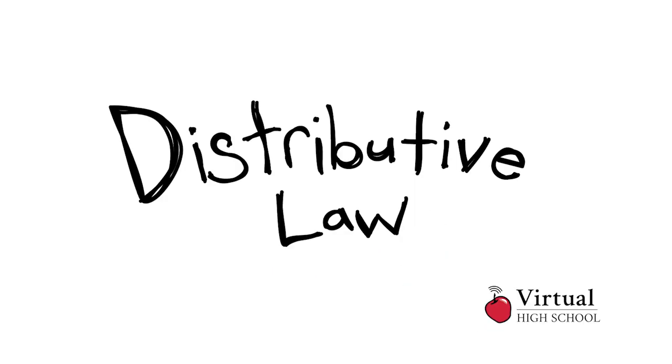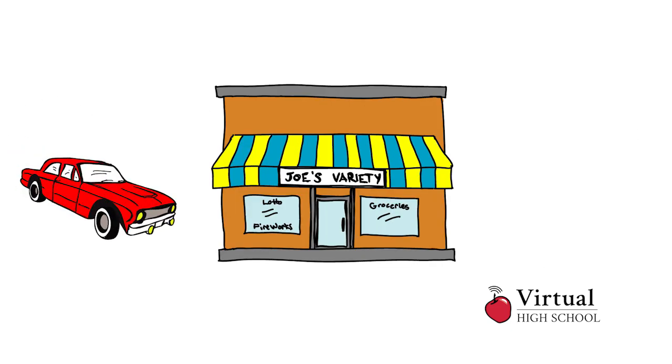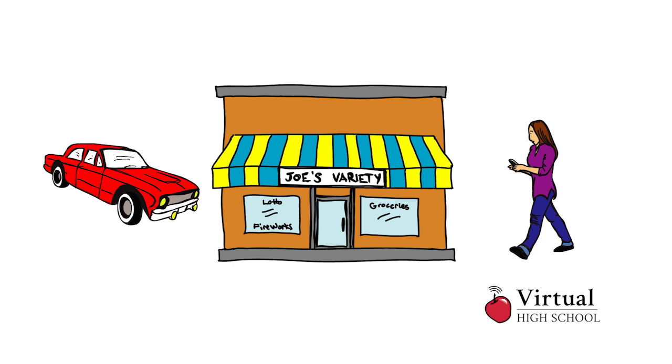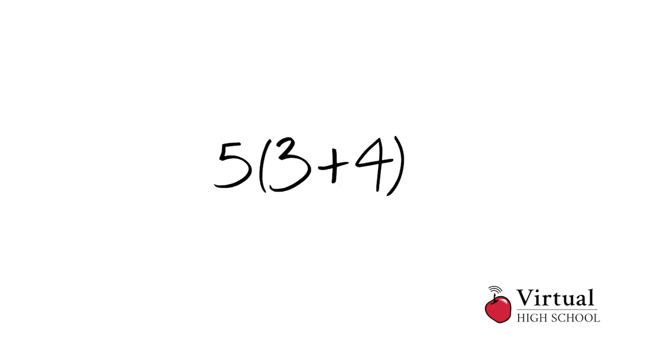The distributive law gives us an alternate way to evaluate expressions and still arrive at the same answer. Think of it this way. You can drive to the store or walk to the store. Regardless of your choice, you will arrive at the same destination. You can think of the distributive law in the same way. Different methods, same outcome. Here, let's look at an example.